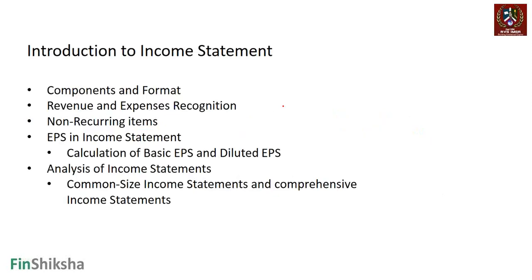So this is going to look at what are the key components and formats of the income statement. It is going to look at how do we recognize revenues and expenses. It is going to look at non-recurring items, items that do not repeat over time. They are one-time, one-off items. It is going to look at the calculation of earnings per share in the income statement. How do we calculate it? What does it mean? What's the use of that? And then it is going to look at analysis of income statements.